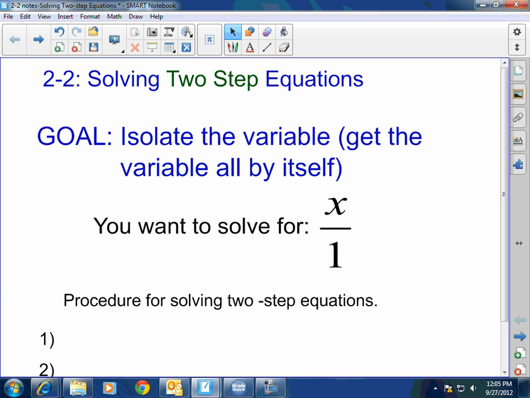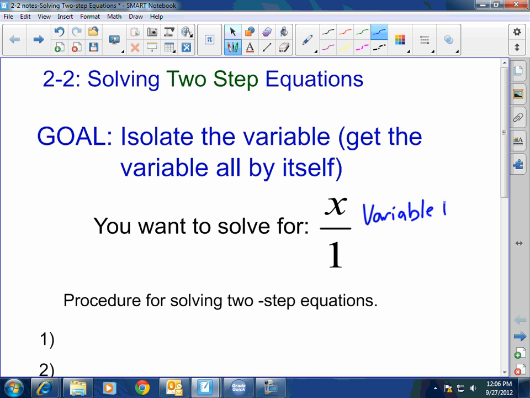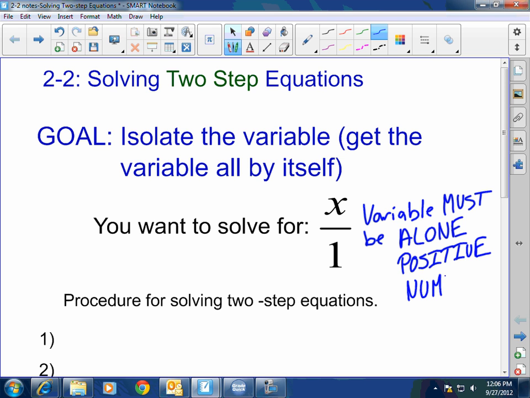over 1. Remember, when you're solving for the variable, it must be alone, positive, and in the numerator. If it's not positive, you haven't completely solved it yet. If it's not alone, you haven't completely solved it yet. If it's not in the numerator, you haven't completely solved it yet.